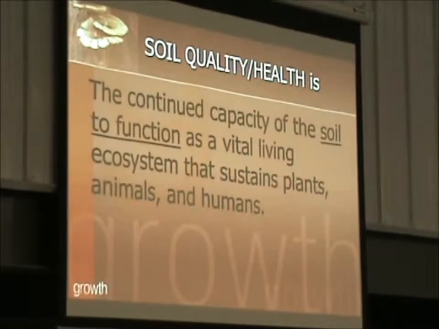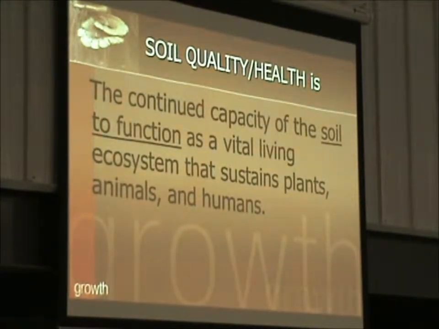What is soil health? The continued capacity for the soil to function as a vital living ecosystem. That's what soil health is. We want to make our soils function. They are not functioning in a majority of the world.